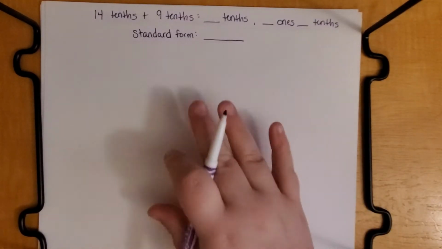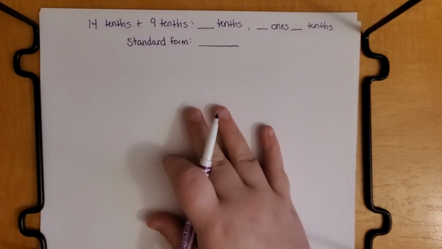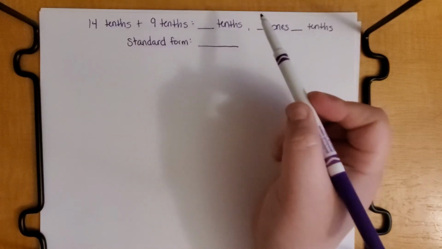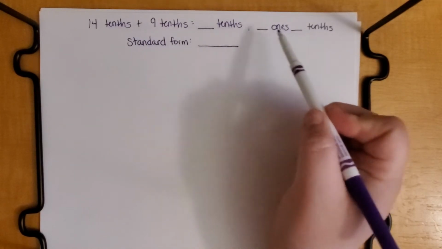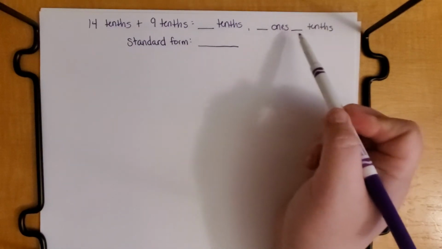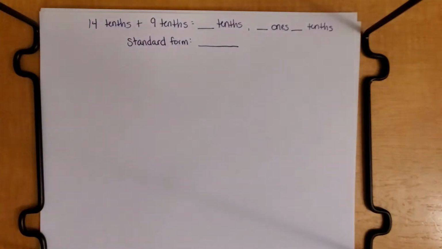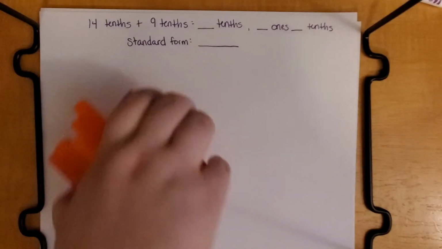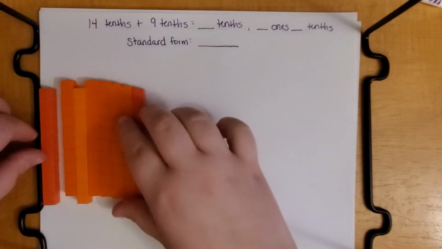Let's go. I got the first one all written out for you right here, and I'll show you this one. I have 14 tenths plus 9 tenths, and that's supposed to come out to some amount of tenths, which will be then a certain amount of ones and tenths, and a standard form is just write it like normal. So let's look at this. You're just going to have to trust my counting because I promise you it's right. I don't want to sit here and make you watch me count to 14.